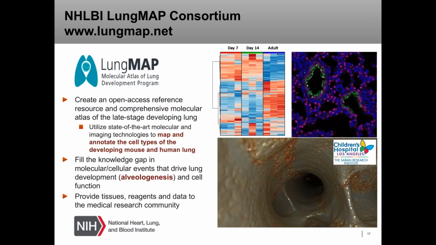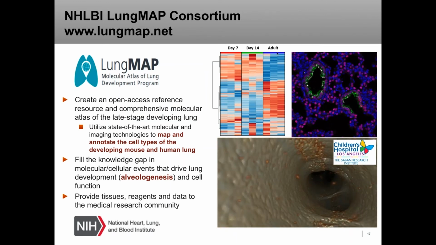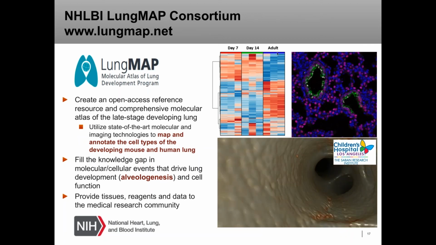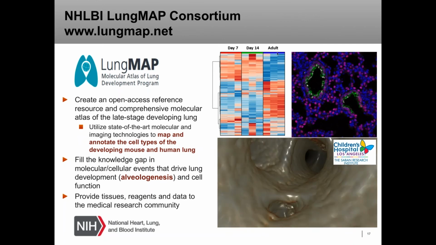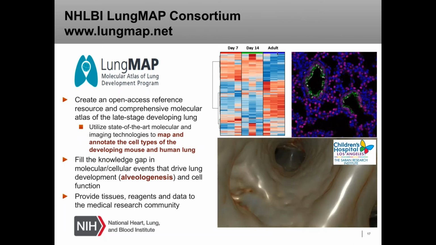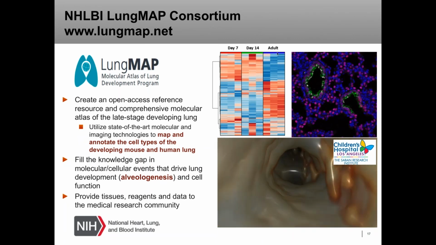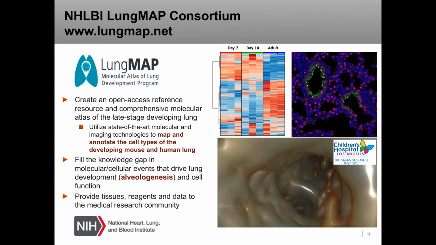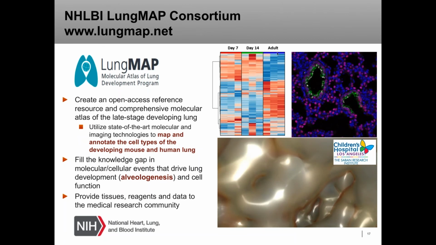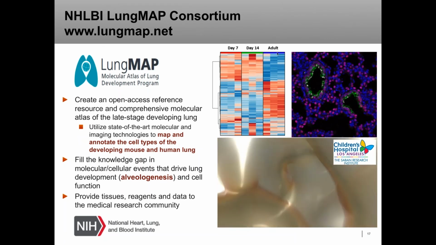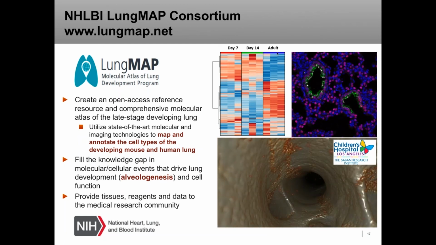Lastly, I want to throw a shout out to the National Heart, Lung, and Blood Institute Lung Map Consortium, which is now working to create an atlas of lung development where we look at where cell types and their function exist through development across the entire respiratory system. This type of data is going to become publicly accessible through the web, and at the top is the web address. And we'll also provide tissue and reagents to the medical research community. As in vitro systems are developed for the respiratory system, this type of resource will be invaluable.